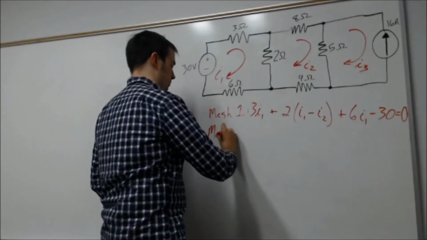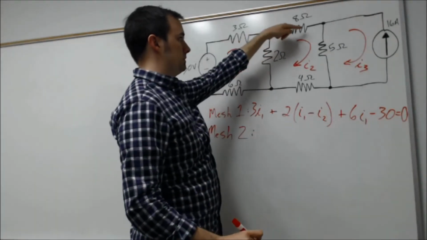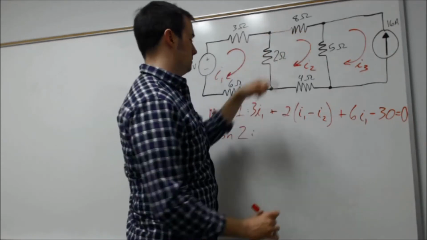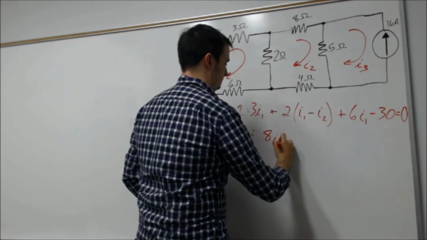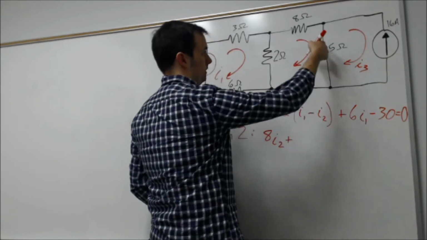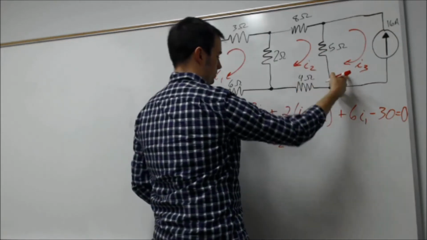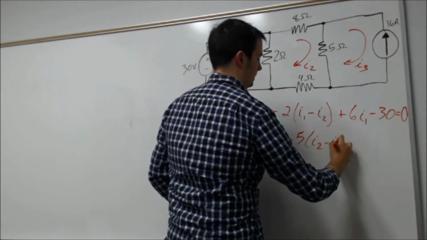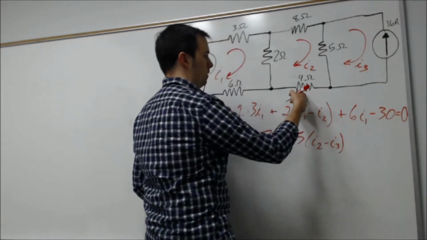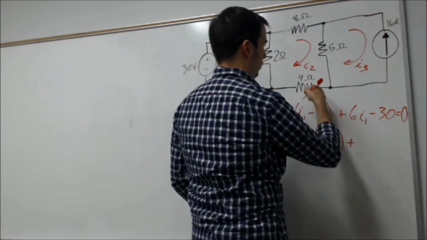So we could write a similar equation for mesh 2. In that one, let's start over here. First I have a voltage drop across our 8 ohm resistor, so it's going to be 8 by I2. Plus, going down to this 5 ohm resistor, again a voltage drop of the difference between I2 and I3, so 5 by I2 minus I3. The 4 ohm resistor here at the bottom is only affected by I2, so we're going to add 4 by I2.